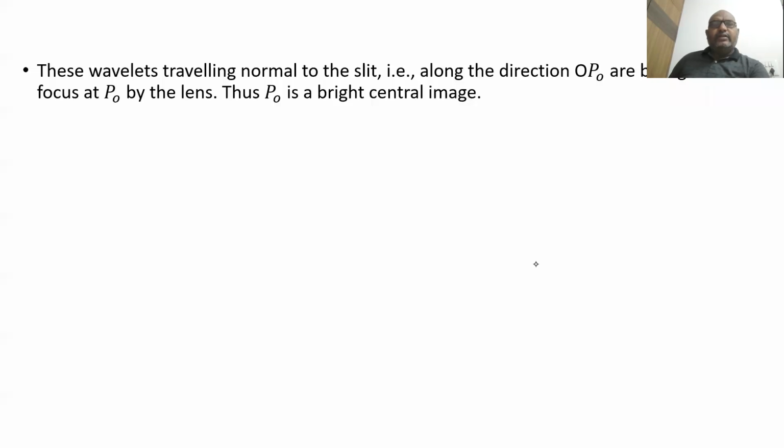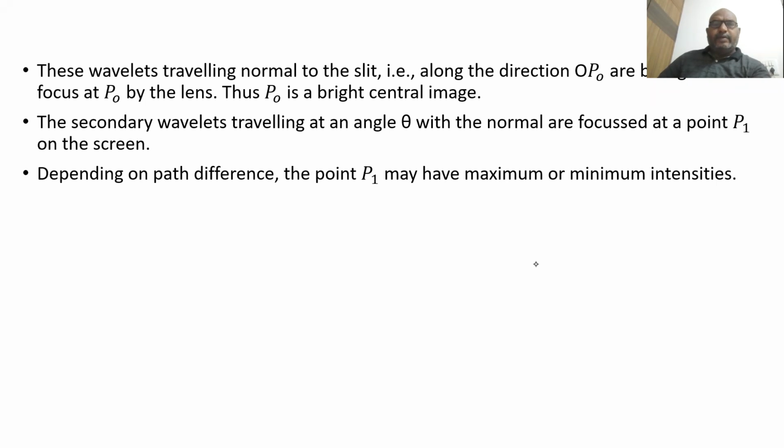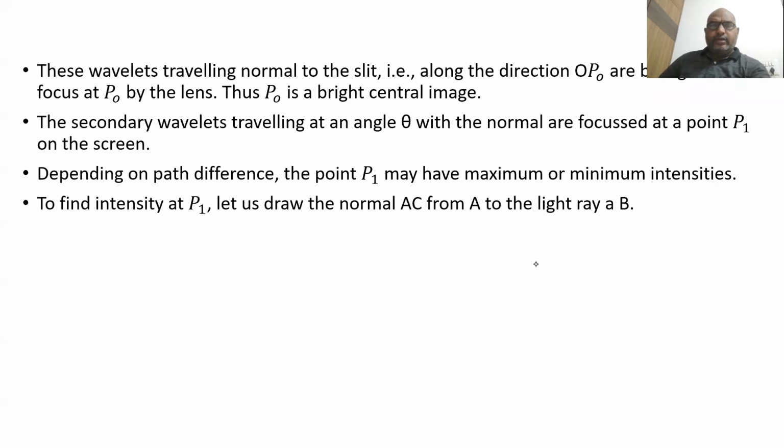These wavelets traveling normal to the slit, along the direction OP naught, are brought together and focused at a point P naught by the lens. Thus P naught is the bright central maximum. The secondary wavelets traveling at an angle theta with the normal are focused at a point P1 on the screen. Depending on the path difference, the point P1 may have maximum or minimum intensity.